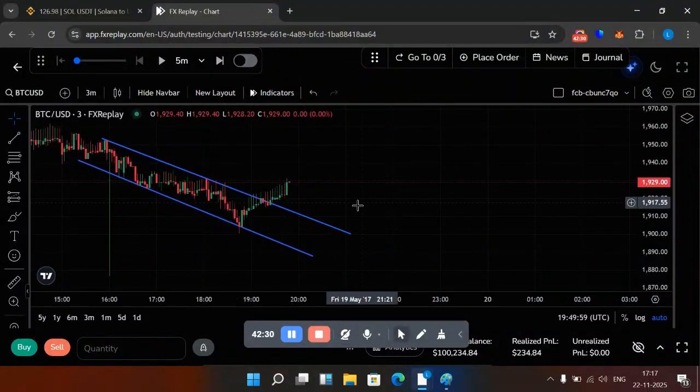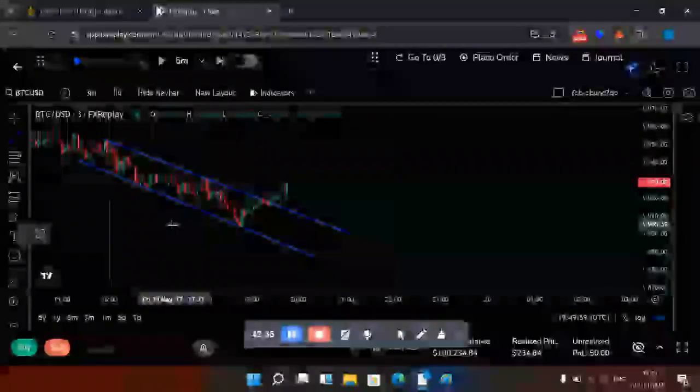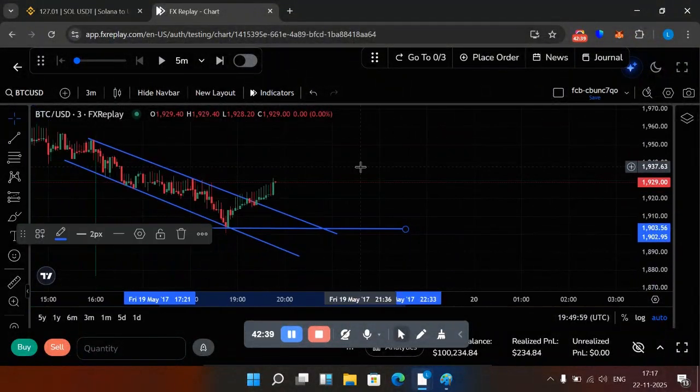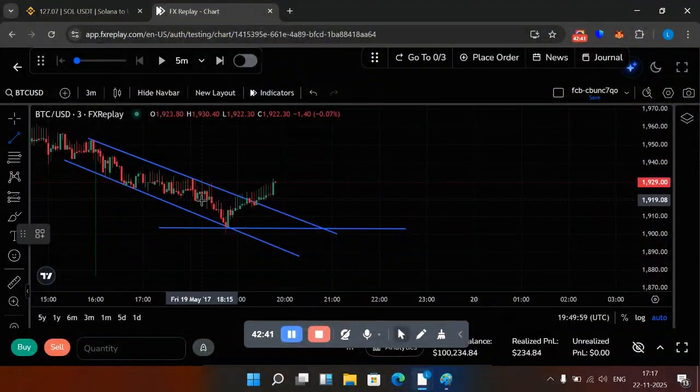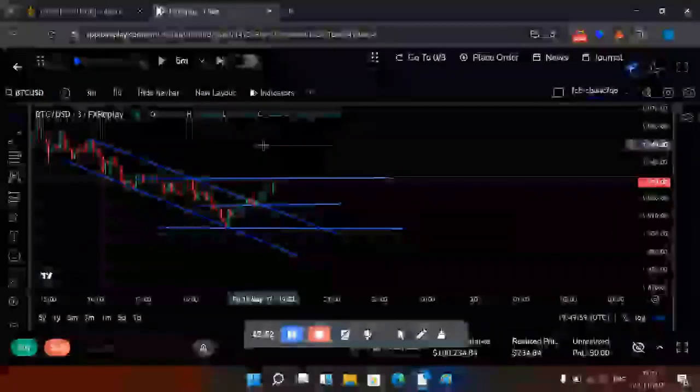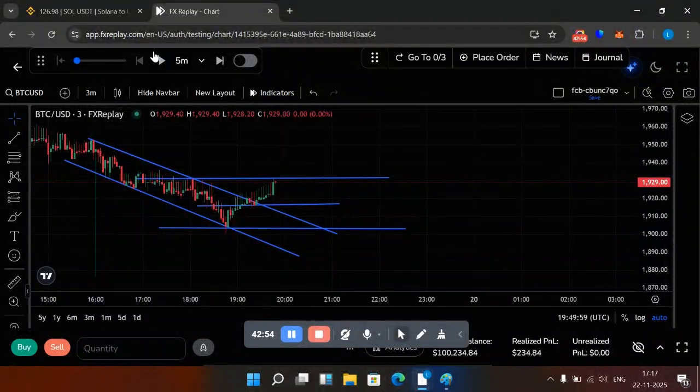Now here's a minor uptrend. Now let's mark the new support and resistance. Support here. Next is going to be the next support. And maybe even this is going to be the next resistance. Fine, now let's wait for the next move.